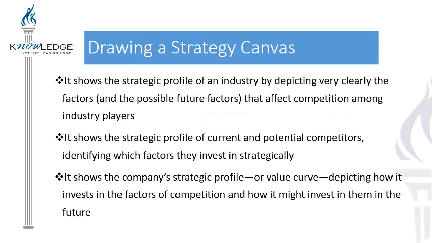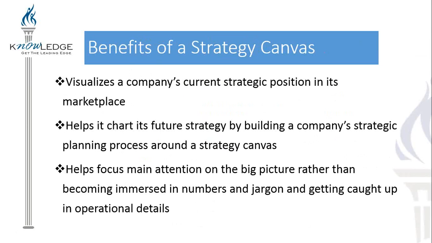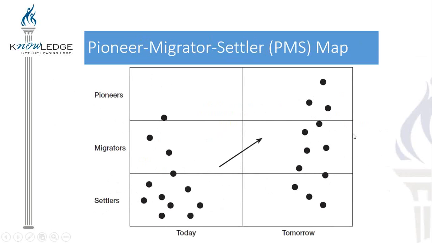If you see over here, today's pioneers are very few. But if you follow a blue ocean strategy, your pioneers would increase. You have to increase the pioneer numbers because you have to explore new oceans. If you explore new oceans, you have to be a pioneer in that industry. Migrators is a line between settlers and pioneers. So most industries tomorrow would be migrators.